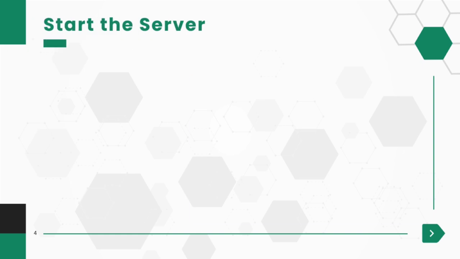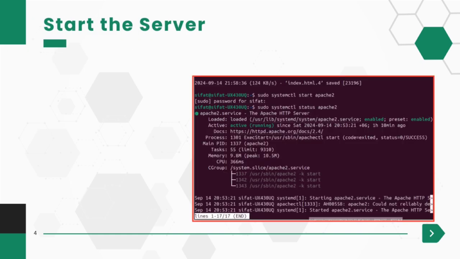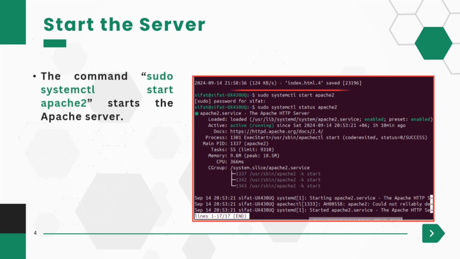Starting the server. Next, let's talk about starting a web server on our local machine. We are using Apache, one of the most widely used web servers globally. To start the server, we use the command sudo systemctl start apache2. This launches Apache, making it ready to serve requests from clients.